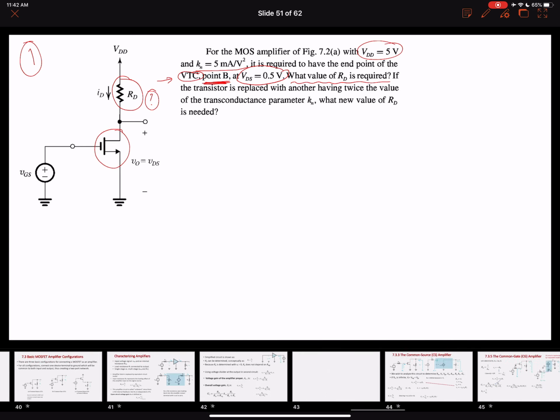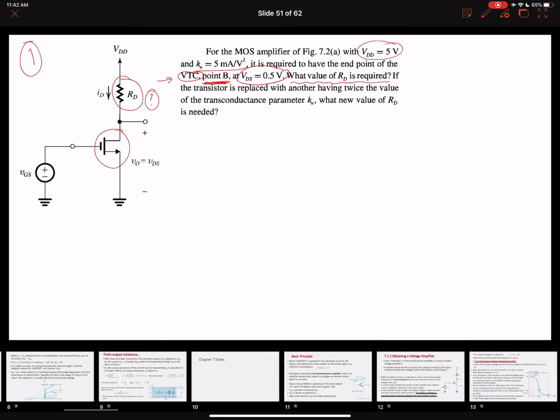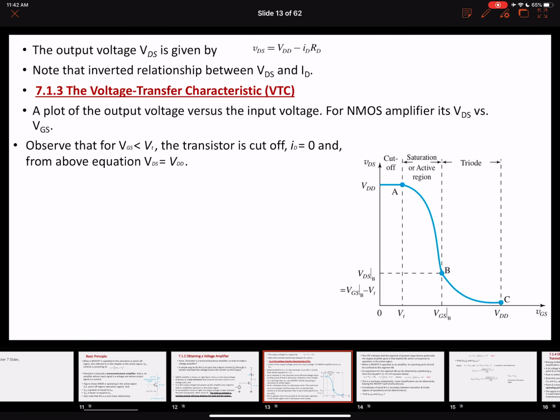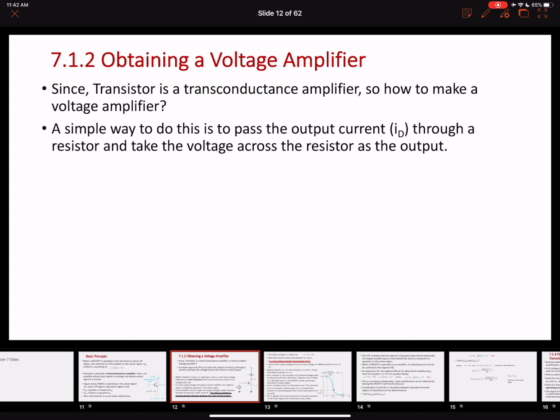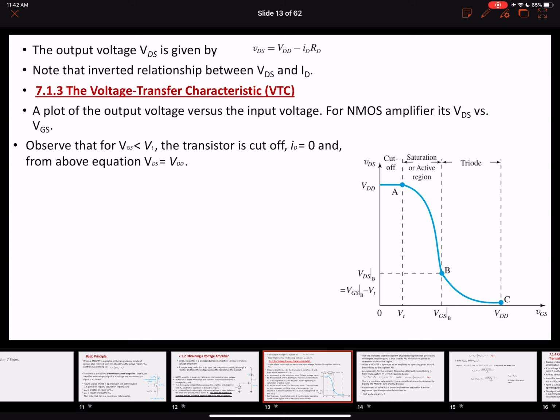So let's go back to the voltage transfer characteristics quickly. Okay, there you go. This is coming from the same circuit that we are just discussing now. What we want to do is operate our transistor over here at point B. If you remember, this point B is the edge of saturation. And we know that at the edge of saturation, our drain to source voltage is equal to the overdrive voltage. So our drain to source voltage at point B is equal to the overdrive voltage at point B, which is the value that is given in the question.